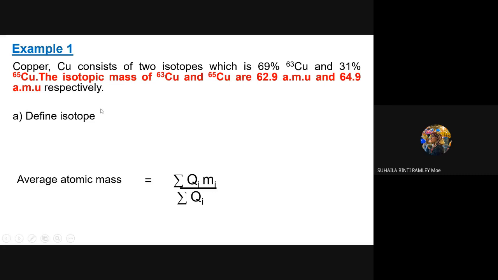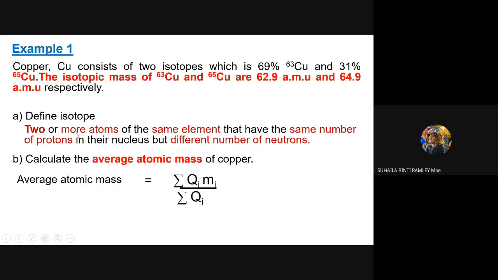Okay, for example, we have two isotopes for copper, copper 63 and copper 65. The percentage for copper 63 is 69%, and copper 65 is 31%. Given the actual mass here, define isotope.